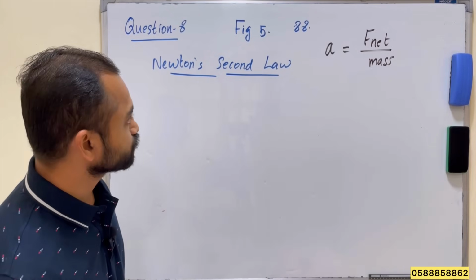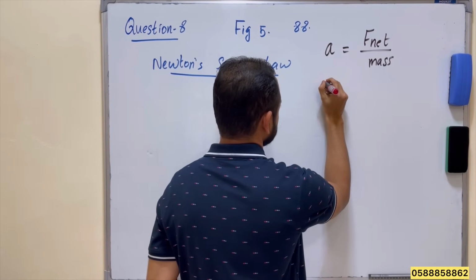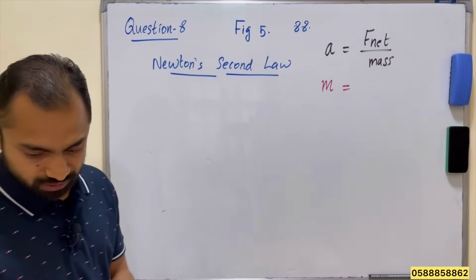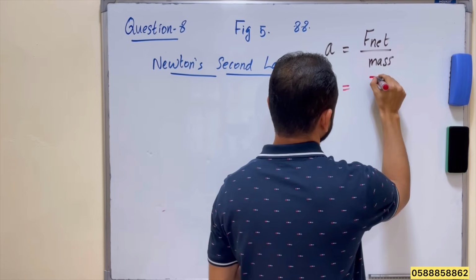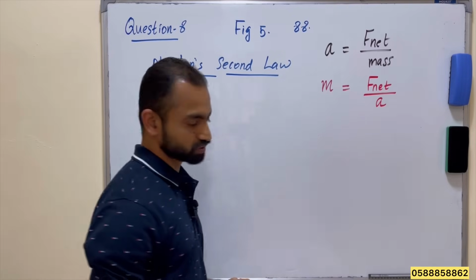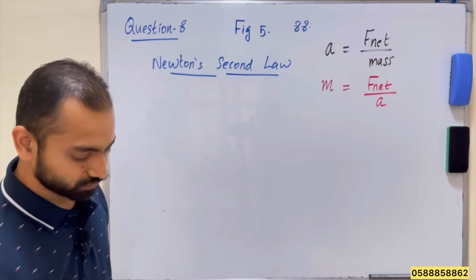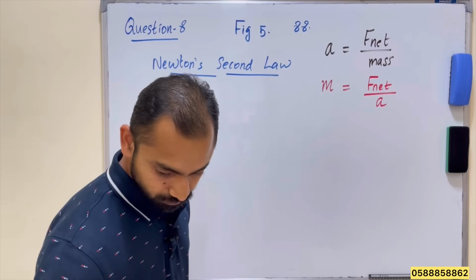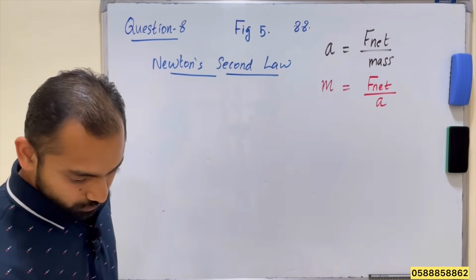So we will rewrite this equation. If you rewrite this equation, what is the equation for mass? Mass I will represent by the letter M. Mass is equal to F net divided by acceleration, right? Mass is equal to F net divided by acceleration. Yes. Okay, next we will go to our second graph.